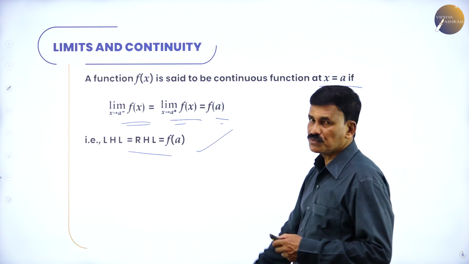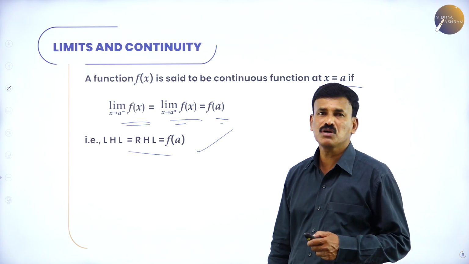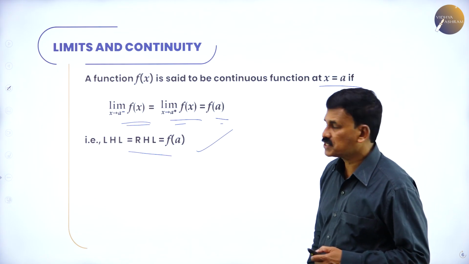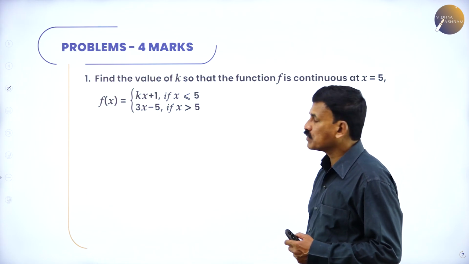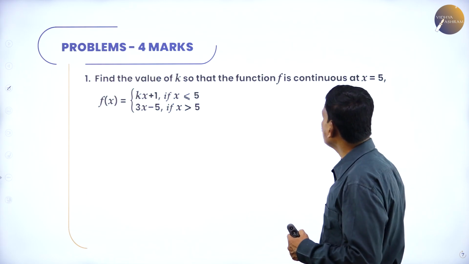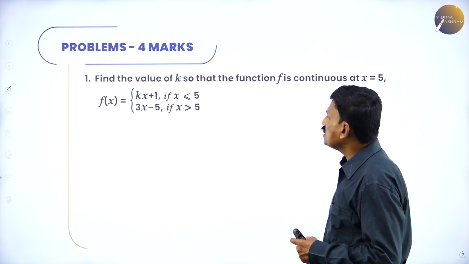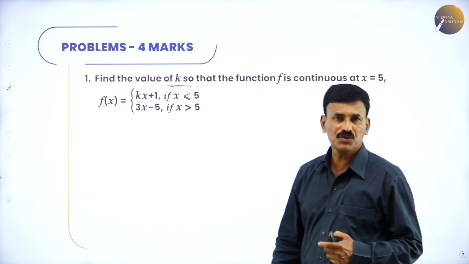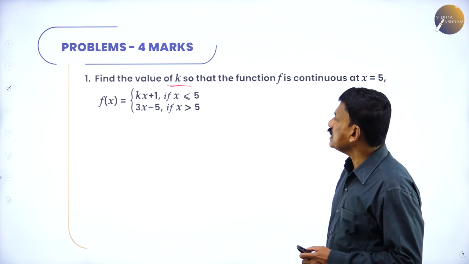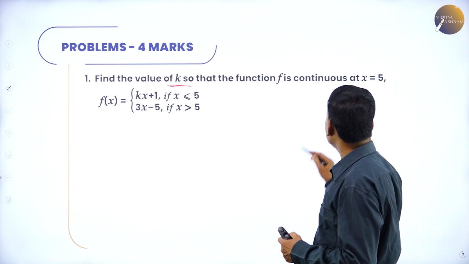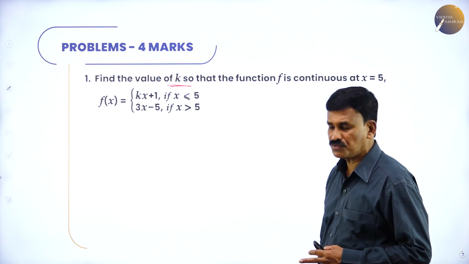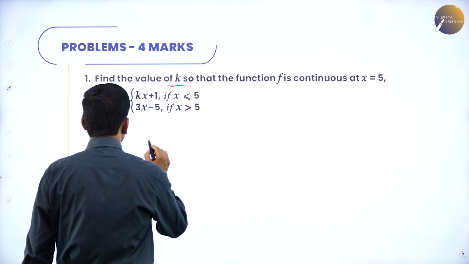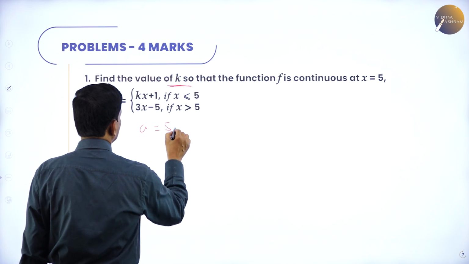Now, move on to 4 marks, very important type problems for the point of examination. Let us take this type of problems. These are very important problems for 4 marks. Find the value of k. So, you may expect one question from this for 4 marks in part E. Find the value of k so that the function f is continuous at x is equal to 5. So, what is given here? Here the value of a is equal to 5.